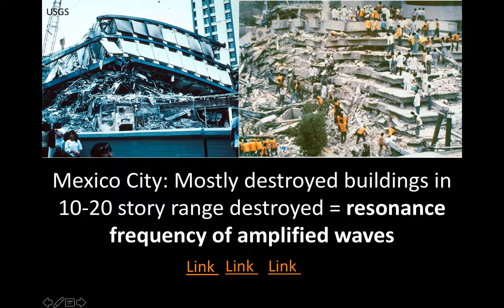Now, combine that with the fact that in the 1980s in particular, the building codes were not the best in Mexico. So a lot of the buildings that fell down were, predictably, in the 10 to 20-story range. That's the range where the resonance interacted with the frequency of the waves that were coming in. But also, there is obviously a building code aspect to this as well.